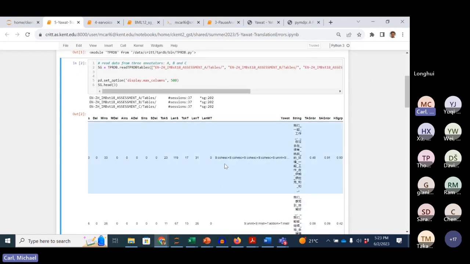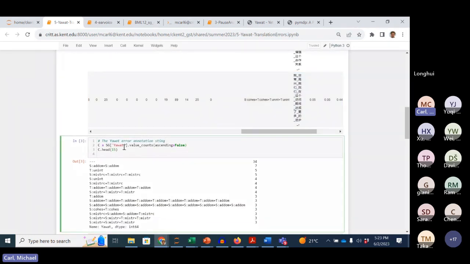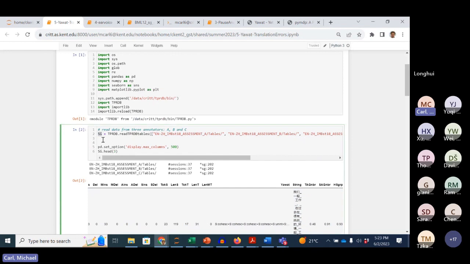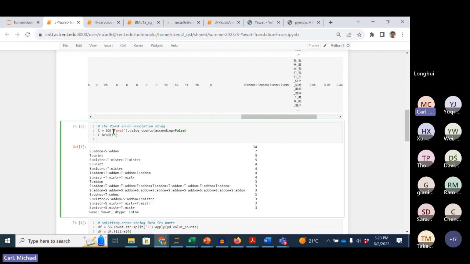Okay, so each of these segments has a Yawat string, and then we can look into what is the distribution of these errors. With this command here, we read all the stuff into one table, right? So this contains altogether 606 segments, 202 from each, but they are concatenated all into one table. So altogether, it should be 606 segments annotated, and then we can grab out this column from this table and count the values with ascending false, which means it starts with the most frequent error annotation. And here we can see this is the error annotation if there is no error in a segment. And so this means that 34 segments from the 606 don't have any error annotation.